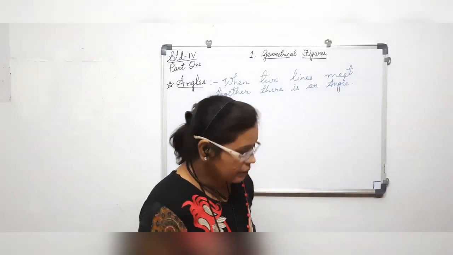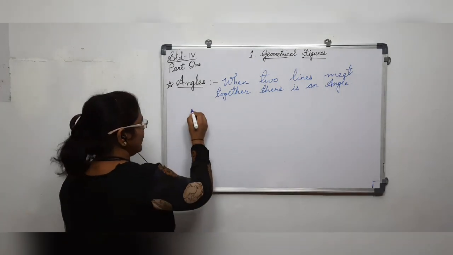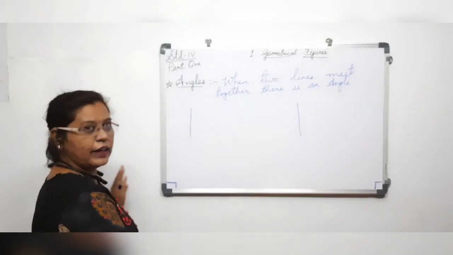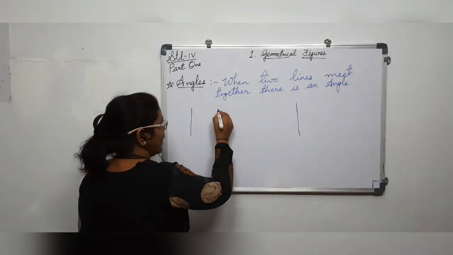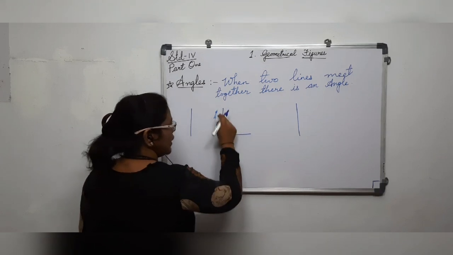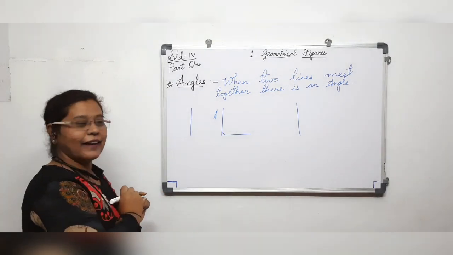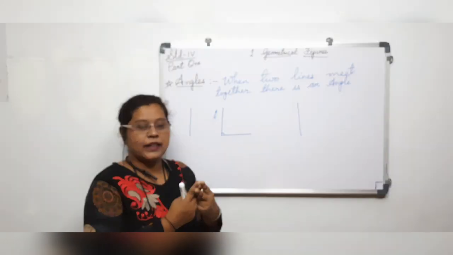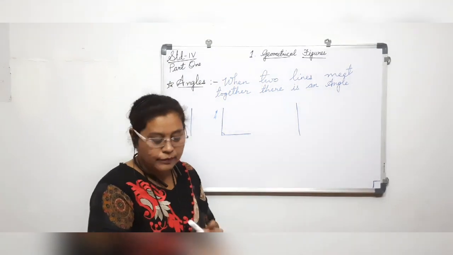So what is an angle? If, for example, one line is here and one line is there, two different lines in different places, there is no angle, it's just a line. But if I draw one vertical line and one horizontal line, and these lines meet together at one point, this is an angle. Understood? When two lines join together at one point, it is called an angle.